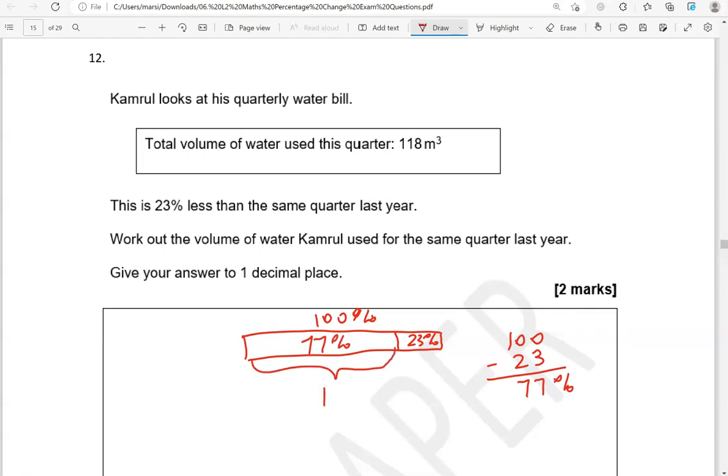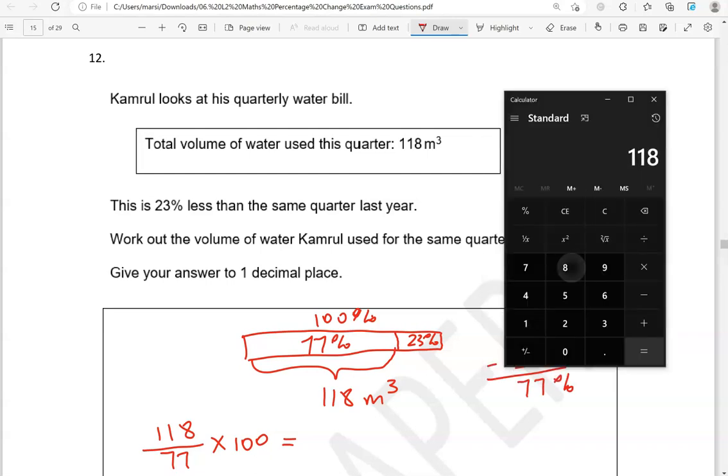This is 118 cubic meters. So if we divide 118 by 77, it should give us 1%, and then we'll multiply that by 100 to get the 100% volume, the volume for last year, that is. So 118 divided by 77 times 100 gives us 153.2425.